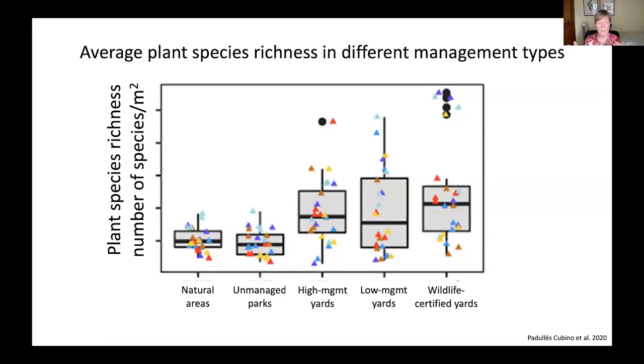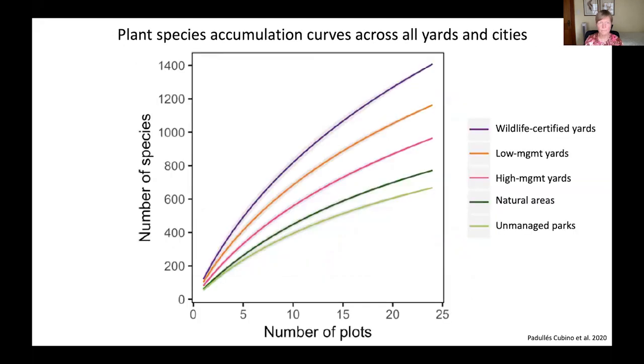But we can also look at diversity in a different way. And that's to look at how many species we have across all of our yards and cities in these different management types. And here you can see that if we basically count the number of species in one yard and then add another yard, and then add another yard, we can look at the cumulative number of species across all yards and cities. And we see that, in fact, our wildlife certified yards showed the highest number of accumulated species.